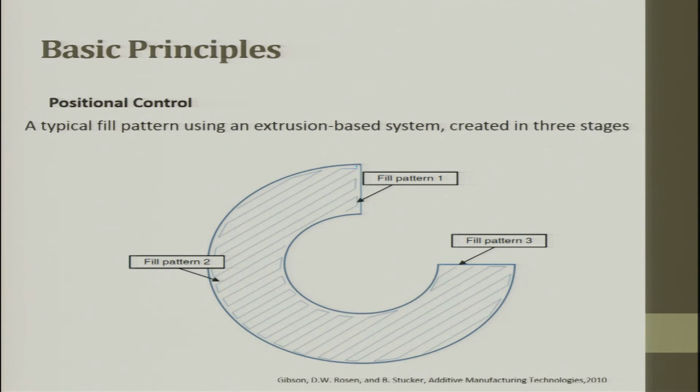So, this is the external feature and this is the internal fill. So, we can see here, this is a pattern, this is a pattern and this is a pattern, this top one is a pattern. A position control, a typical fill pattern using an extrusion based system created in 3 stages. One is filling vertical, right, the other fill pattern is at an angle, and the third one is along a different angle. So, this is along a straight line.